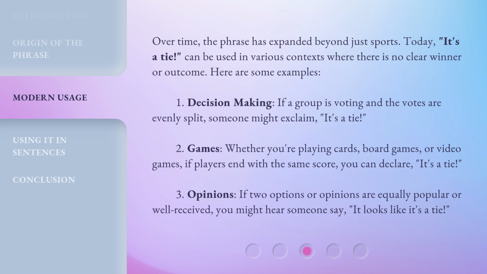Here are some examples. 1. Decision-making. If a group is voting and the votes are evenly split, someone might exclaim, it's a tie. 2. Games. Whether you're playing cards, board games, or video games, if players end with the same score, you can declare, it's a tie. 3. Opinions. If two options or opinions are equally popular or well received, you might hear someone say, it looks like it's a tie.